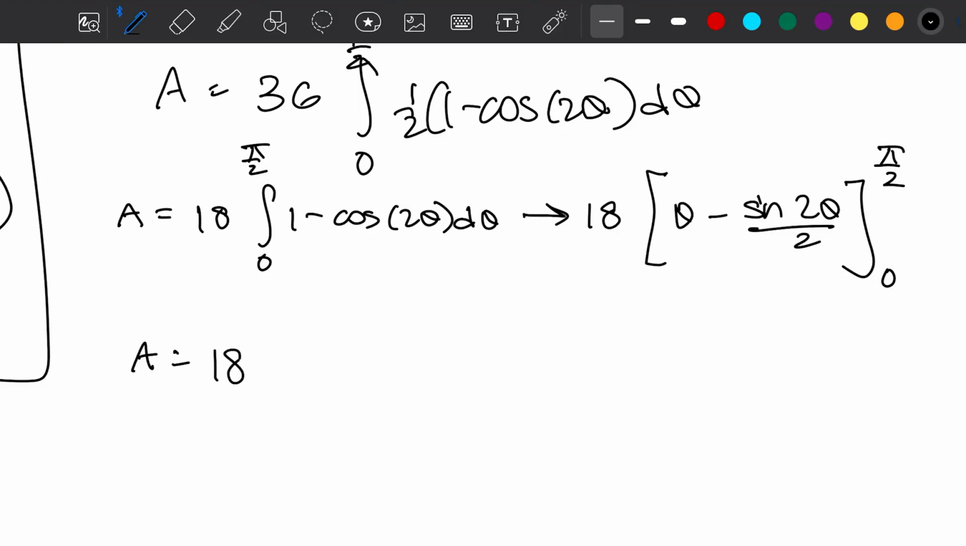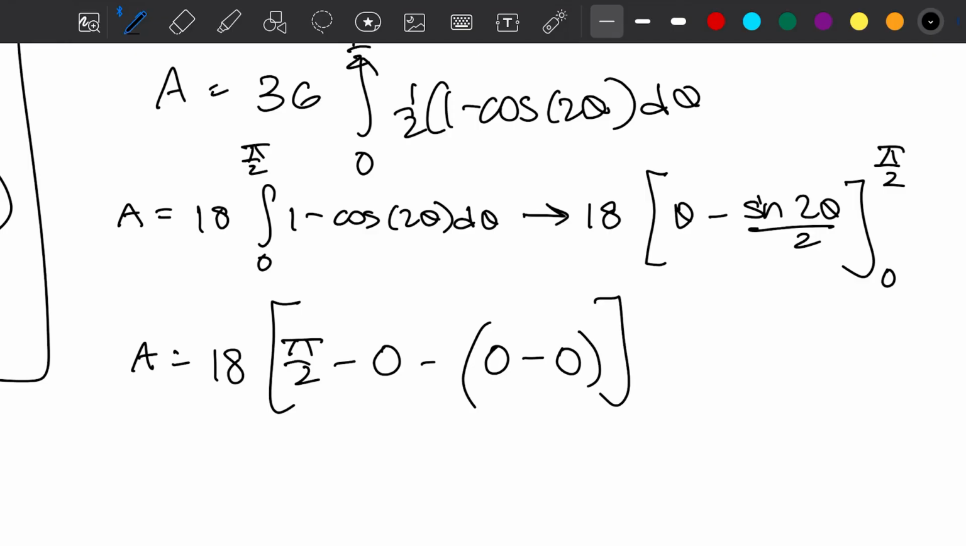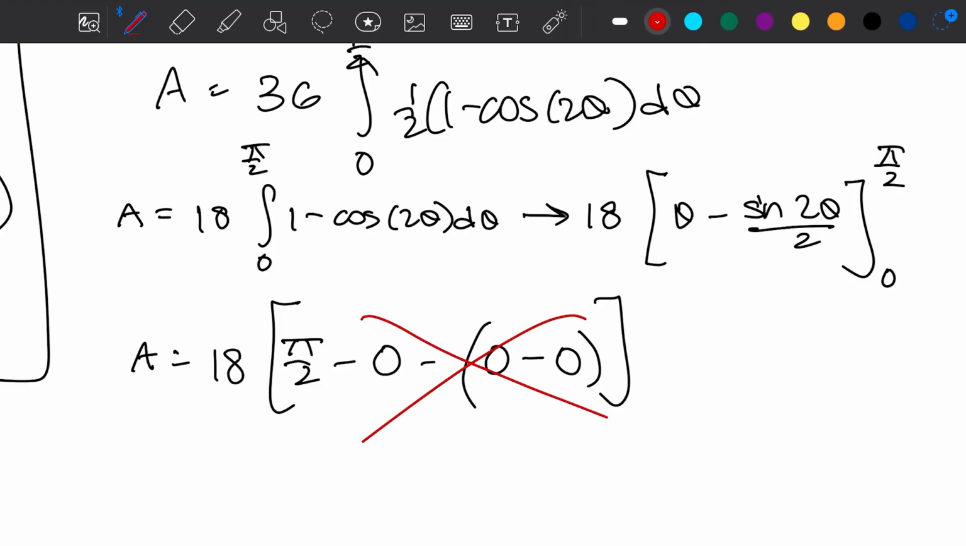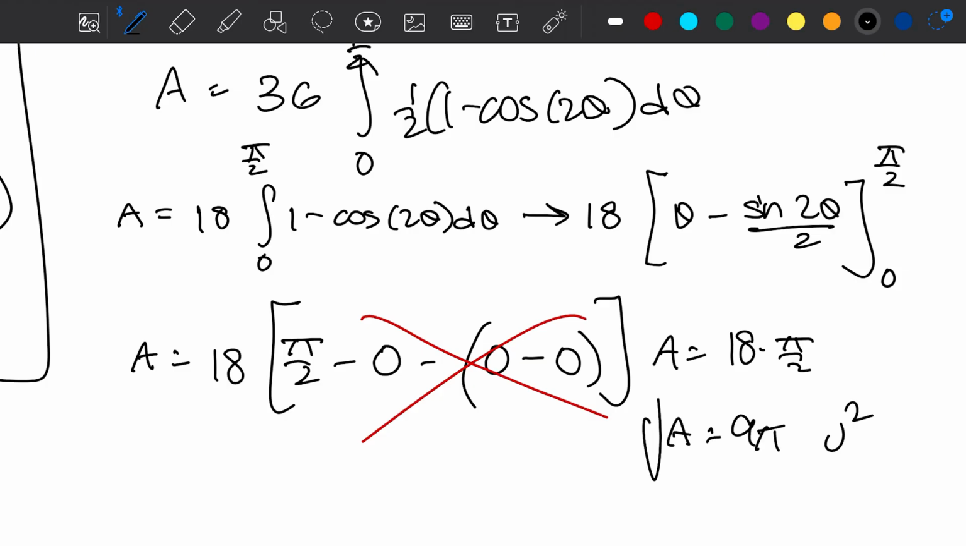A equals 18 times pi over 2 minus, now sine of 2 times pi over 2, that's just sine of pi, all of that over 2. Now sine of pi is 0, so you can just put 0 there. And minus, theta now is 0. Same, sine of 0 is still 0. So that's just going to be that. Cross all of that out. You end up having A equals 18 times pi over 2, so A equals 9 pi units squared.